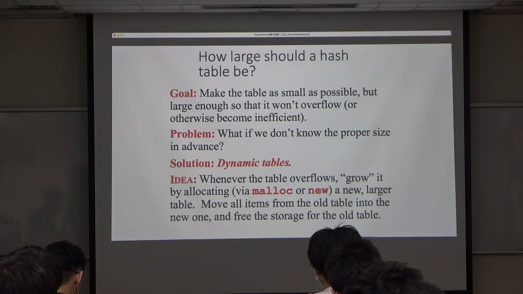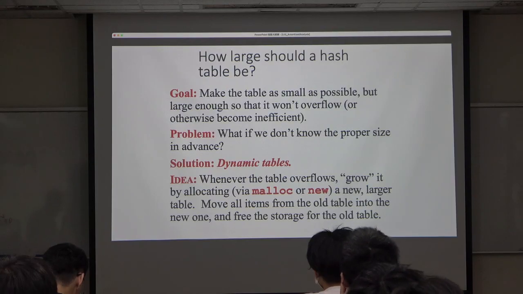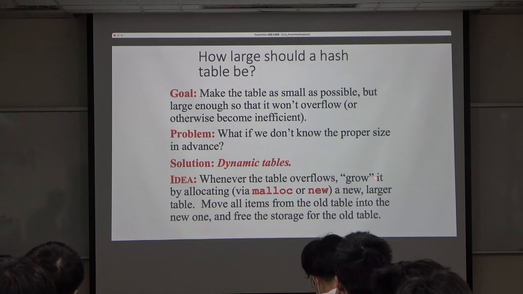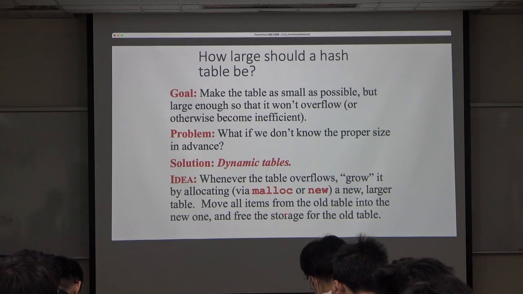A dynamic table is like this: whenever the table overflows, you grow the table size by allocating a new, larger table. I mean the memory allocation, malloc or new from your programming courses. After you create this new larger table, you move all items from the old table into the new table and free the storage for the old table. So this is the basic idea of what we call a dynamic table.